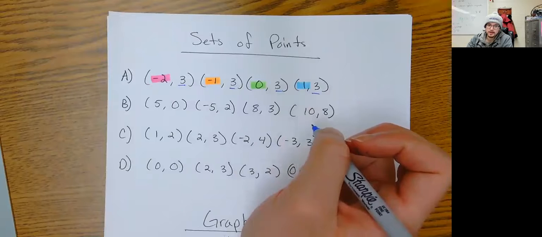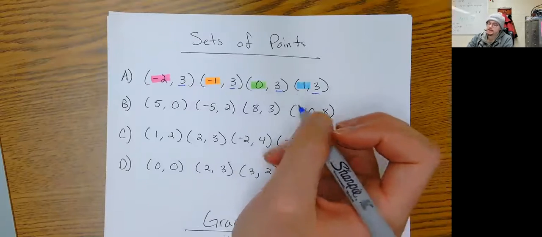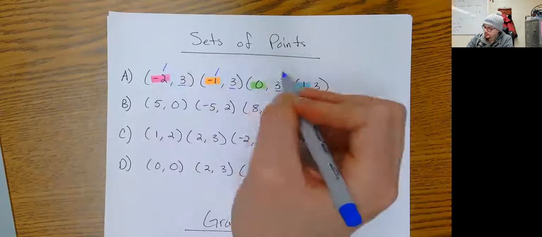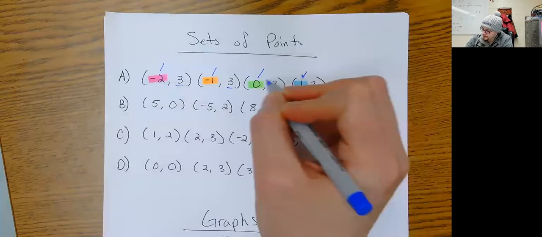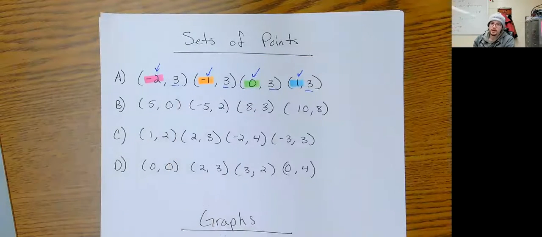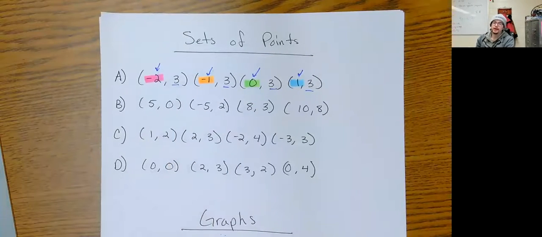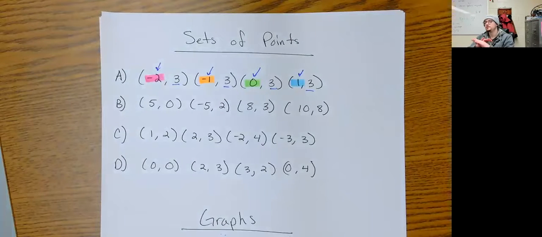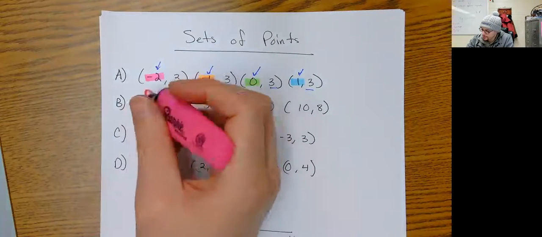What matters is that all of these X values are different. They're not repeated. An X value cannot map to 2 different Y values. So let's go through the rest of these. I'm gonna go a little bit quicker. I'm just gonna do some mass highlighting.